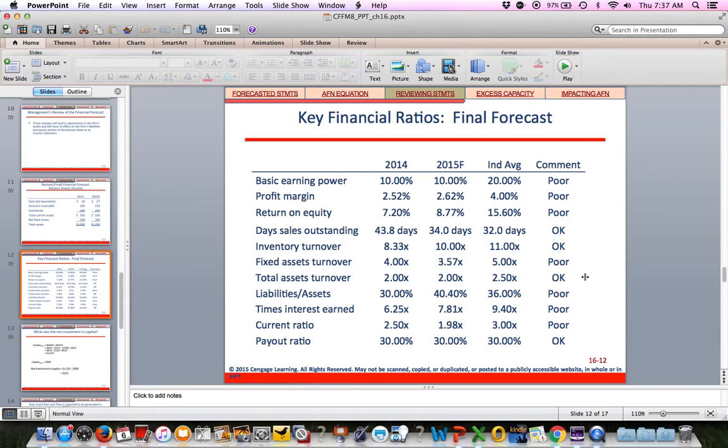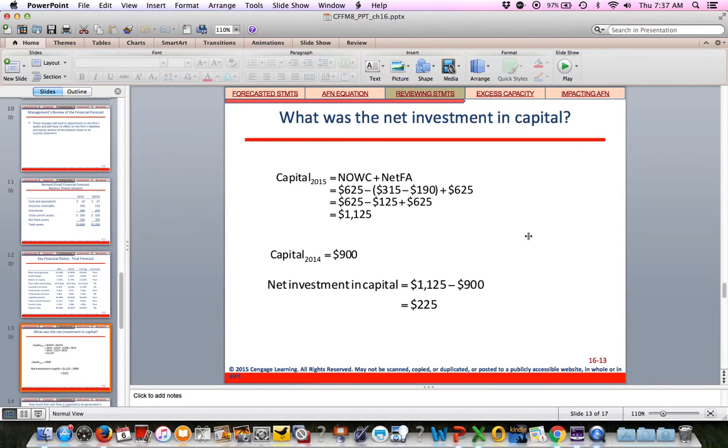And then what basically happens with our ratios based on that. And we're still poor on a lot of them, but DSO and inventory now improved in the right directions, and they're much, much closer to the industry average now.